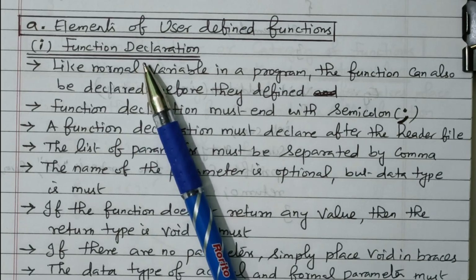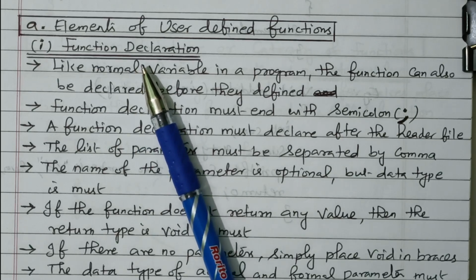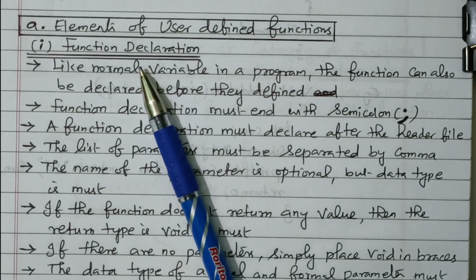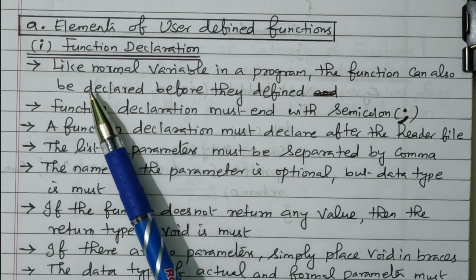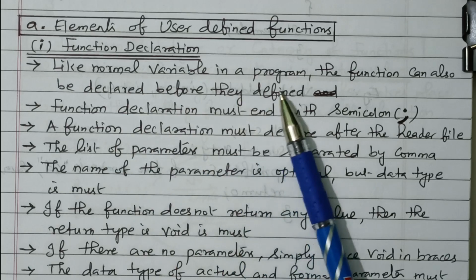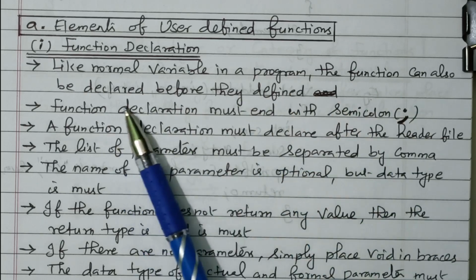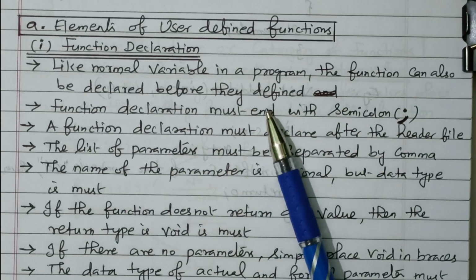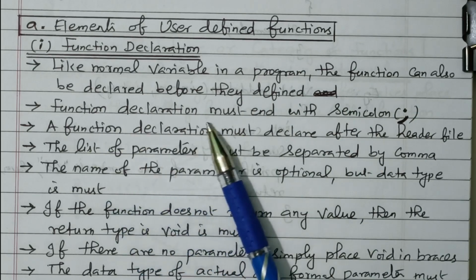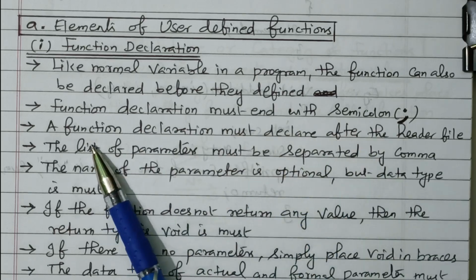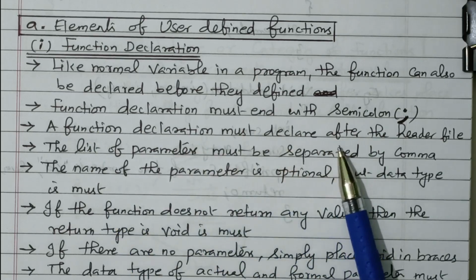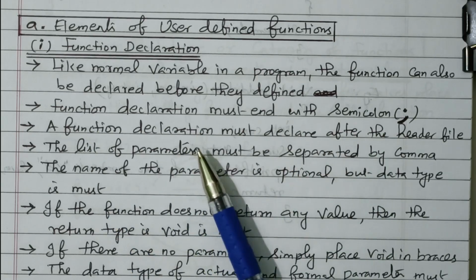It will give details about the function name, what is the data type returned by the function, and what are the data types we need to pass to the function. That is called a function declaration. Now we'll see that. Like a normal variable in a program, a function can also be declared before it is defined. So before the main program we can declare the function. Function declaration must end with a semicolon. A function declaration must come after the header file. So these are also some conditions.